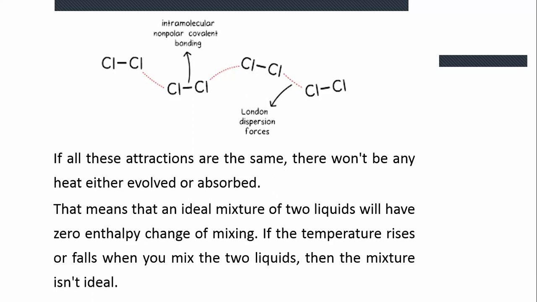Now, if there is an increase or decrease in temperature when you mix the two liquids, the mixture cannot be ideal, because definitely there is going to be a change in some of the attractions. So that mixture is not going to be ideal, which means the effect of temperature change takes a solution from an ideal mixture to a non-ideal mixture.